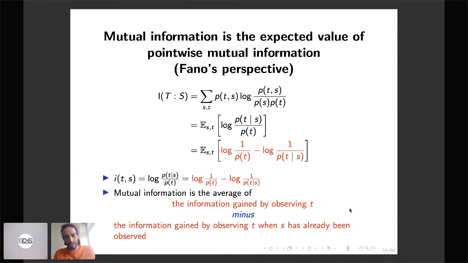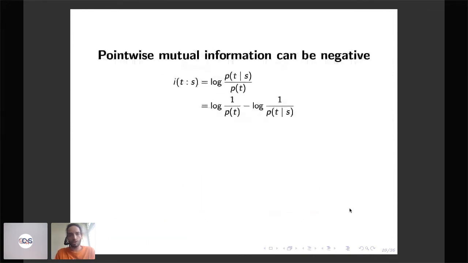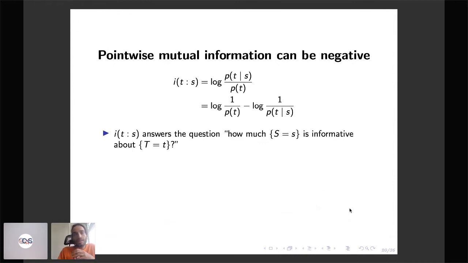I'm going to explain this a little more in the next slide, because there's an interesting property of pointwise mutual information: it can be negative. In order to first understand what pointwise mutual information is, we said that mutual information is the information that S has about the target T. If we talk about pointwise mutual information, we are answering the question of how informative the event that S has happened is about the event that T happened.